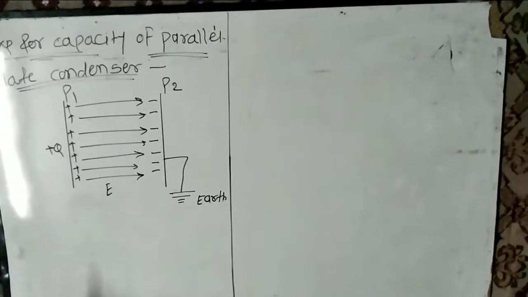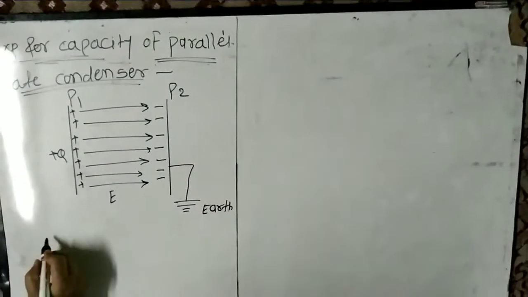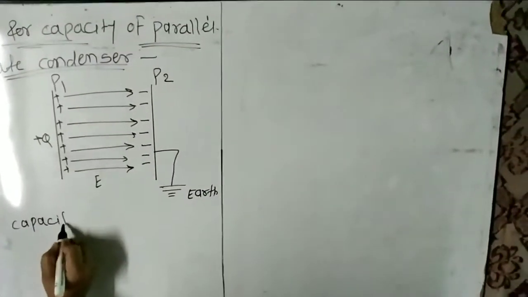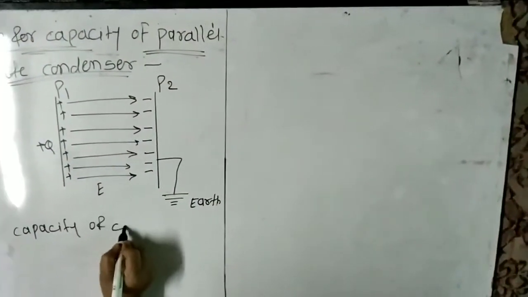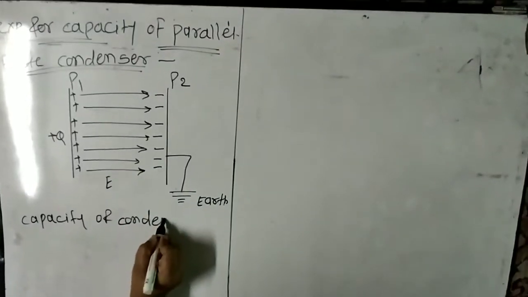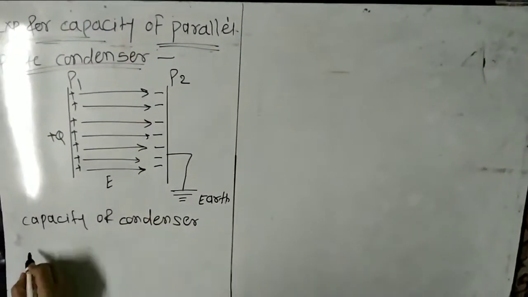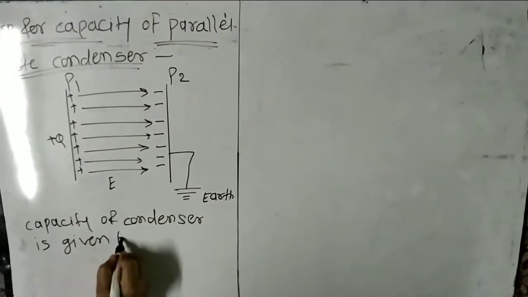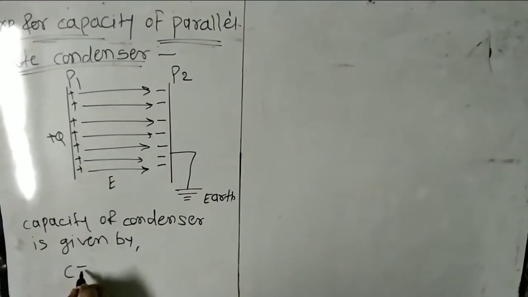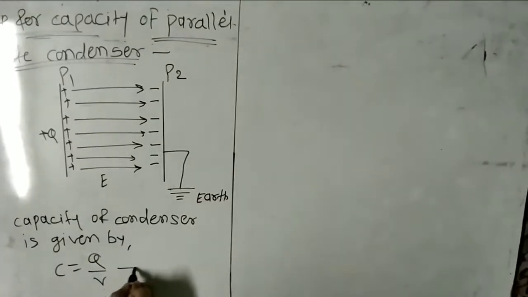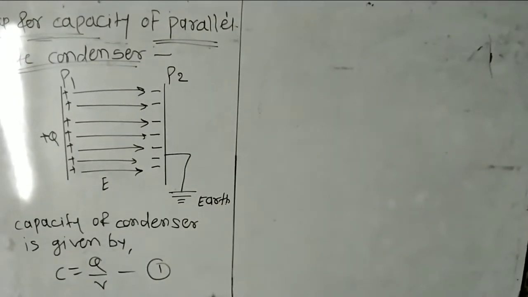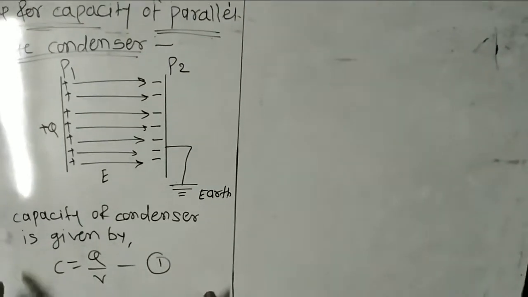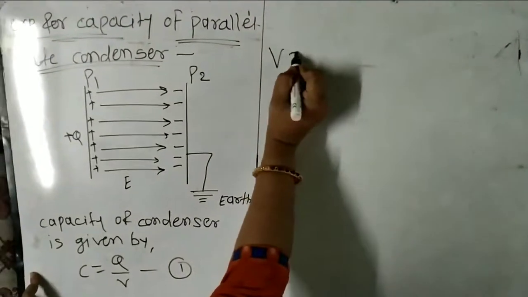We know that the capacity of a condenser is given by C is equal to Q by V. Equation first. V, the potential difference, is denoted by V.